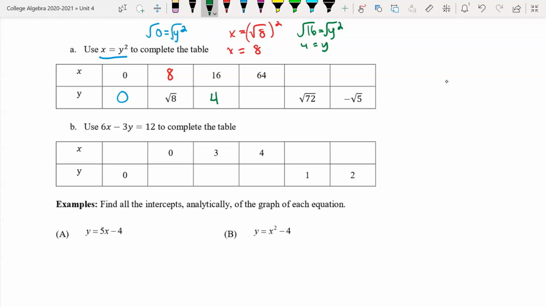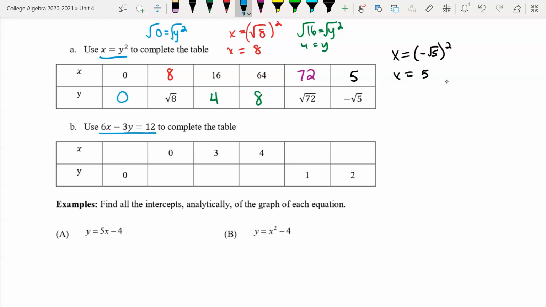Kind of seeing the pattern here, so try the last 3. Hopefully, if you pause the video and then watch it again, you should get 8 here. This one is going to become 72, and this one is going to become 5. I would say this is the hardest one because it's negative square root of 5 squared. Well, negative times a negative is a positive, and square root of 5 times square root of 5 gives you 5.